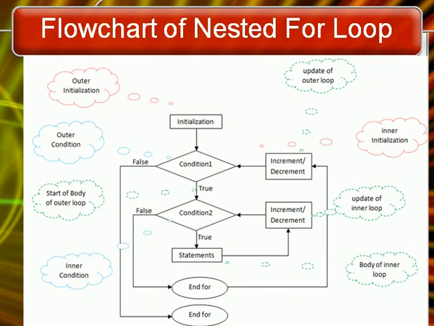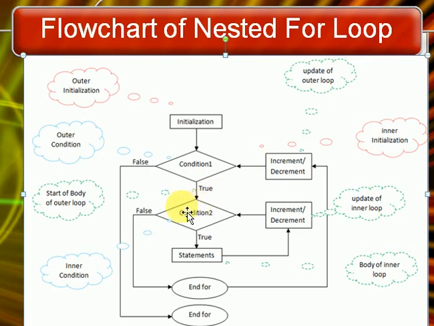Now the flowchart of nested for loop. It highlights various parts of the for loop. First is the initialization, that is initialization of the loop control variable of the outer for loop. Then its test condition of the outer for loop. If this condition is true, then it's the starting point of the body of the outer for loop. Normally here initialization of the loop control variable of the inner loop is done.